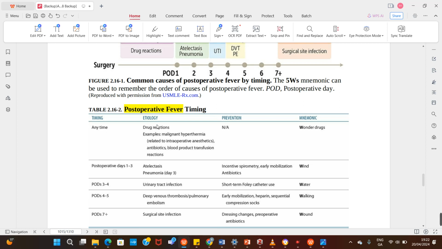Antibiotics, anti-epileptics, antidepressants, even the volatile agent that we have talked about for malignant hyperthermia, all of them are under drug reaction. So they can bring about postoperative fever, but it's not very common. Then the last one is the blood product transfusion reaction.